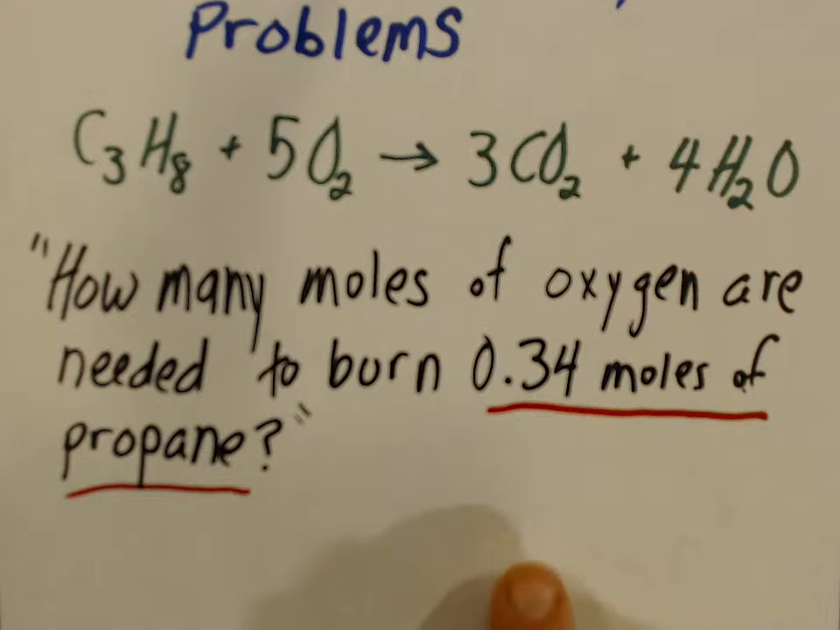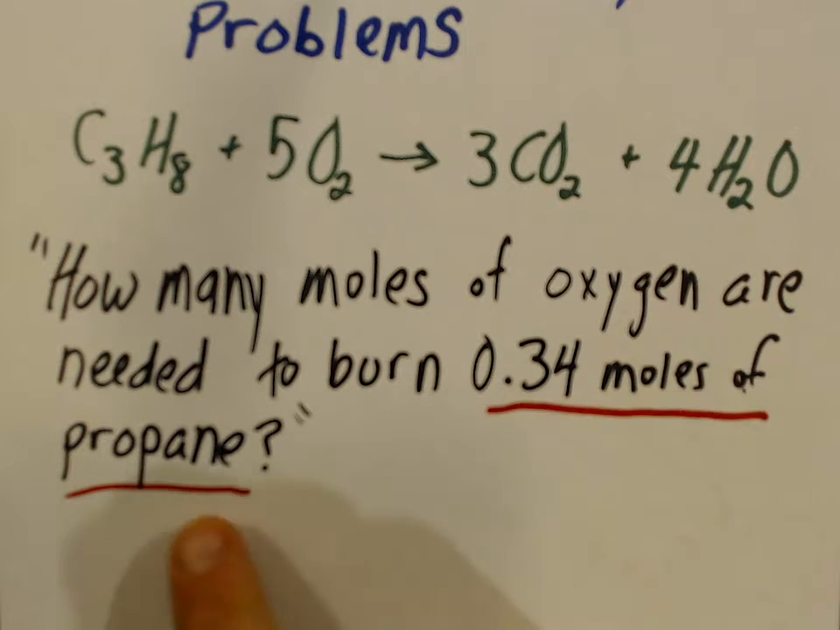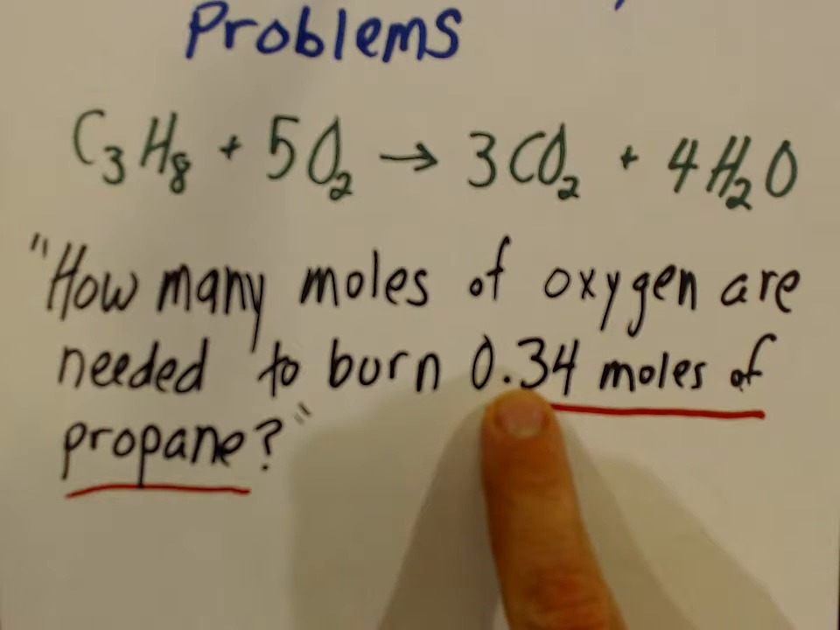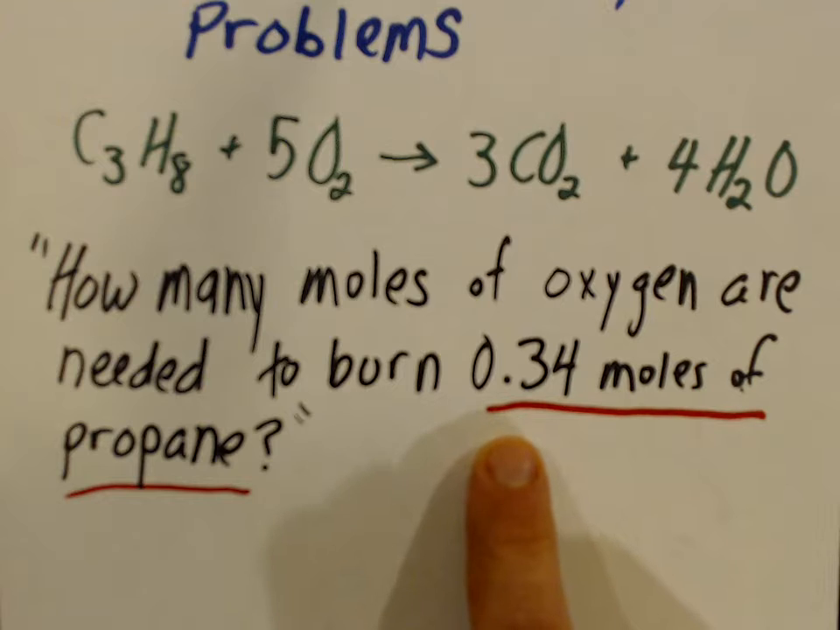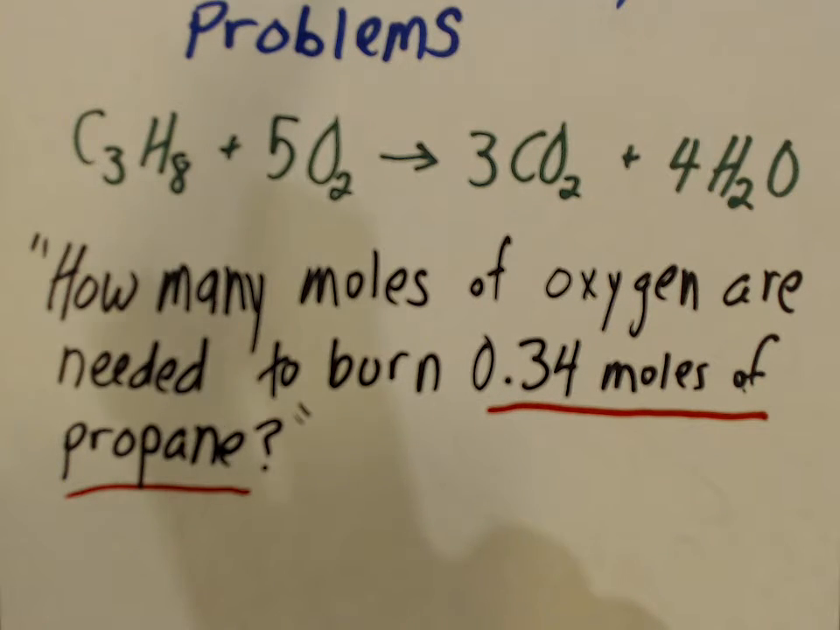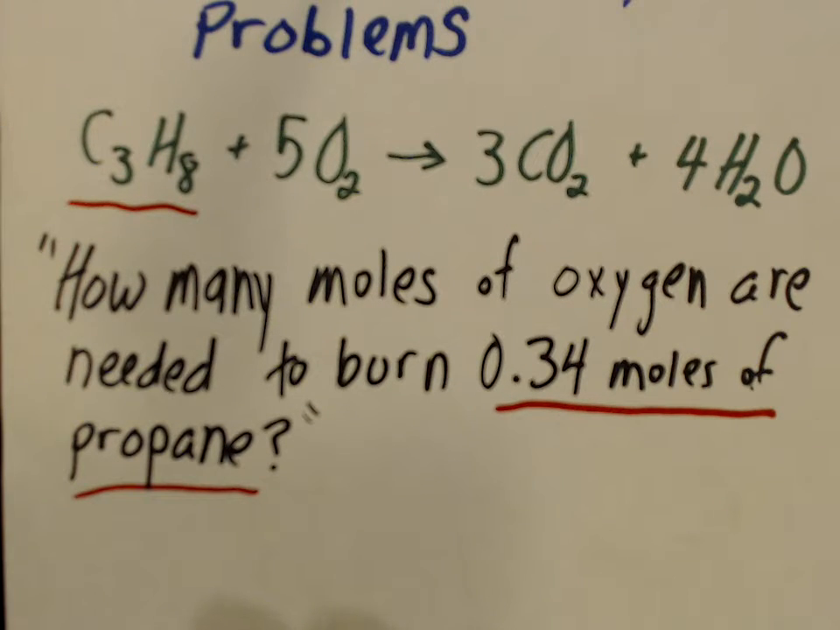When solving stoichiometry problems, you're going to be dealing with two substances, so you must always be sure that you match up each number that's in the problem with the appropriate substance. So the given quantity is 0.34 moles of propane. It's a good idea to underline that, and then also maybe underline the substance that refers to it, or its formula in the balanced chemical equation.